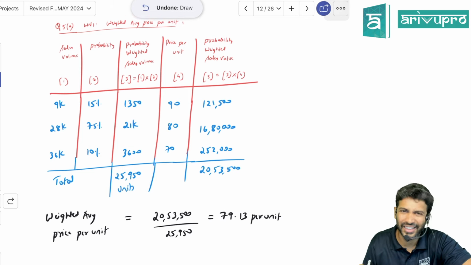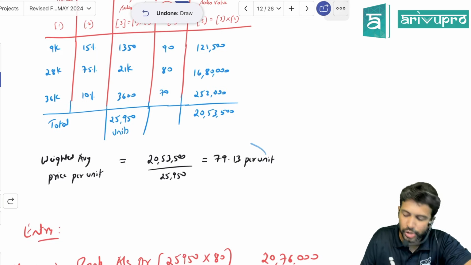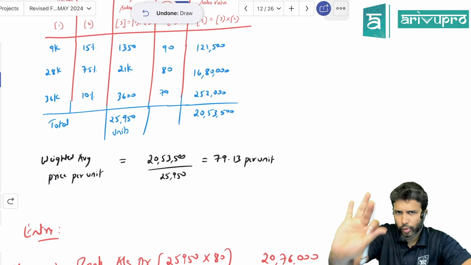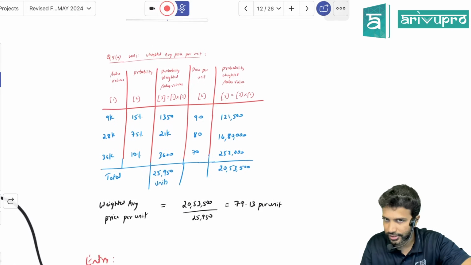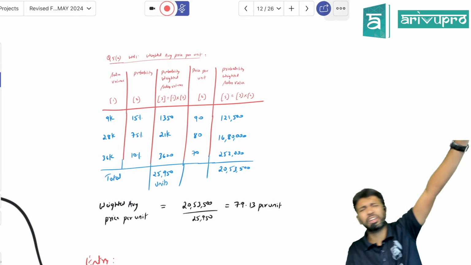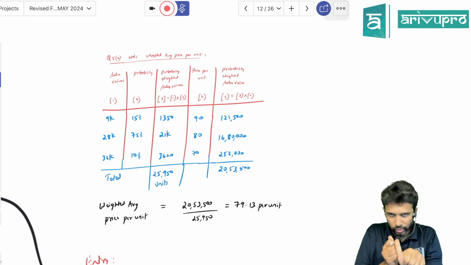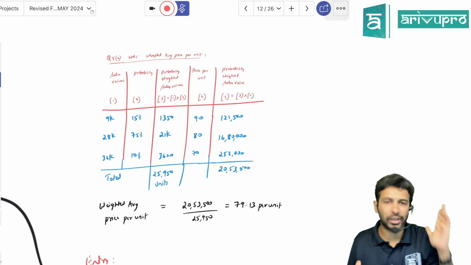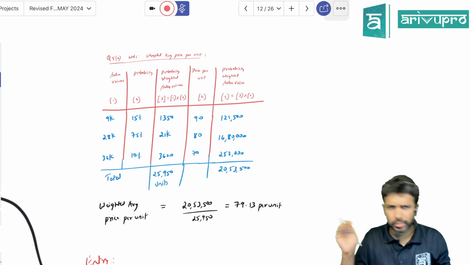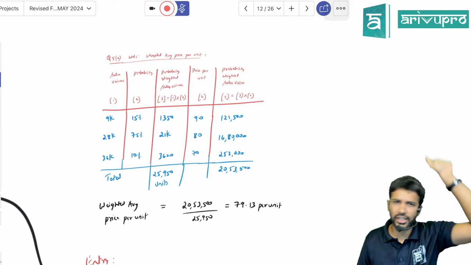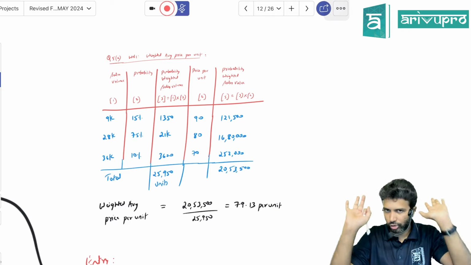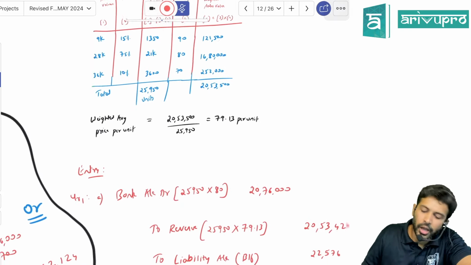Under this method, revenue will be booked on each unit at 79.13. Later we'll have to do some adjustments, which I will tell you. So far this is good. Simply find out the weighted average price per unit by considering probability weighted sale units and probability weighted sale value. For sale value, you have to consider probability; for number of units also, you have to consider the probability factors. That's all. Now the entry.